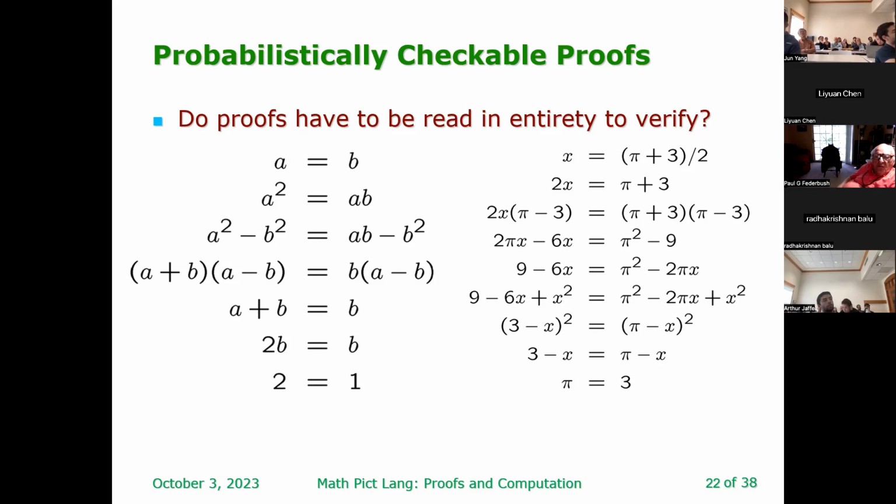The interesting part about these proofs is it's not that every line is wrong. So what do you do with this proof? How do I sample it randomly to discover an error?